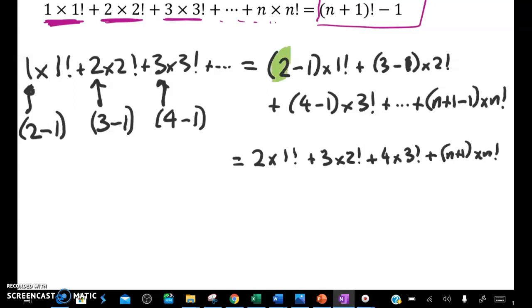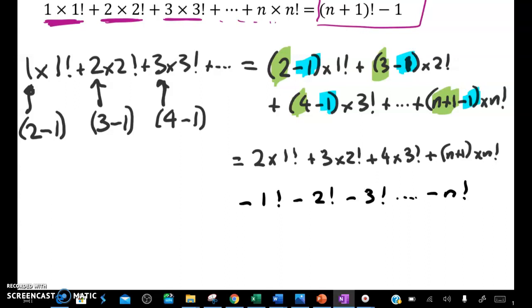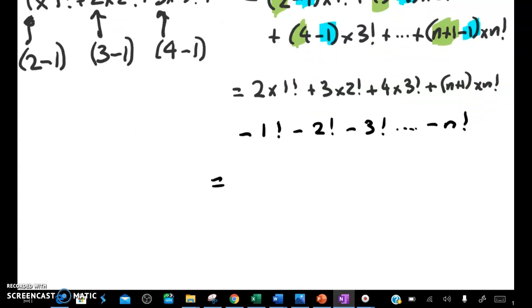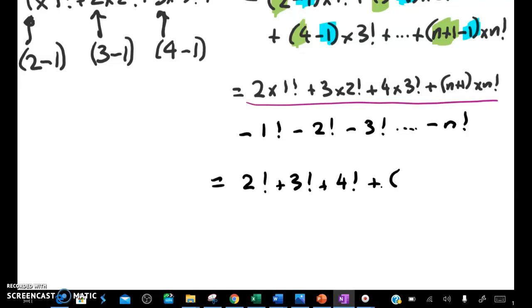So what have I got dealt with there? Well, I've done this bit, this bit, this bit, and this bit. And now we've got all of these terms to take away when we do the rest of the expansion. Right, so we're going to have take away 1 factorial, take away 2 factorial, take away 3 factorial, take away n factorial. Okay. Cleaning up the first bit here, this line gives me 2 factorial plus 3 factorial plus 4 factorial plus dot dot dot n plus 1 factorial, minus 1 factorial plus 2 factorial plus 3 factorial plus all the way up to n factorial.